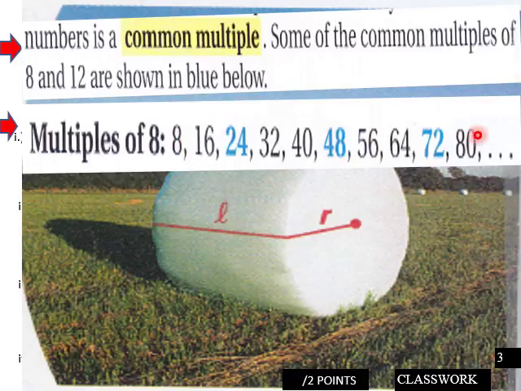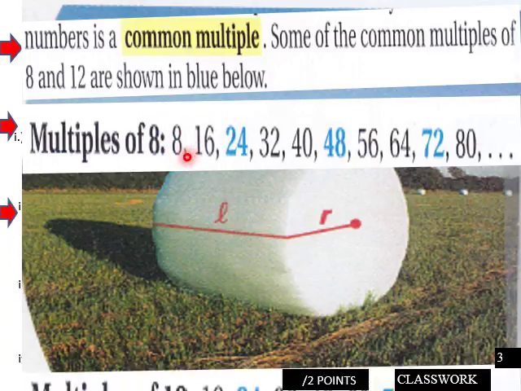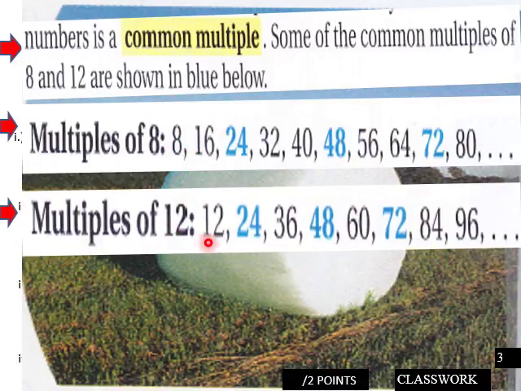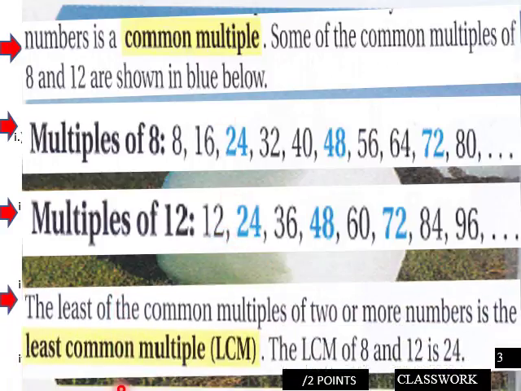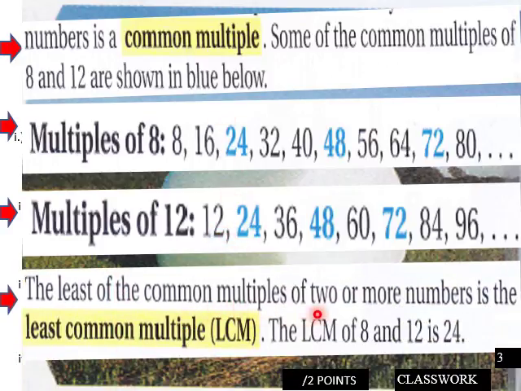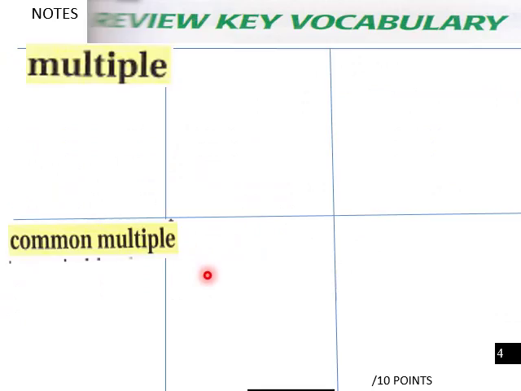So these would all be multiples of 8. And then multiples of 12, same thing here. We go down the line here. These two line up, these two line up, and these two line up there. So the least of the common multiples of 2 or more numbers is the LCM, the least common multiple. The LCM of 8 and 12 would be 24. So the least common multiple between 8 and 12 would be 24.